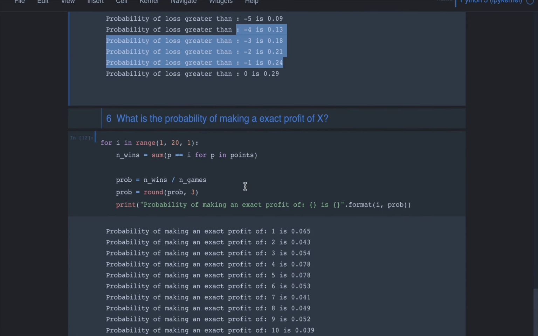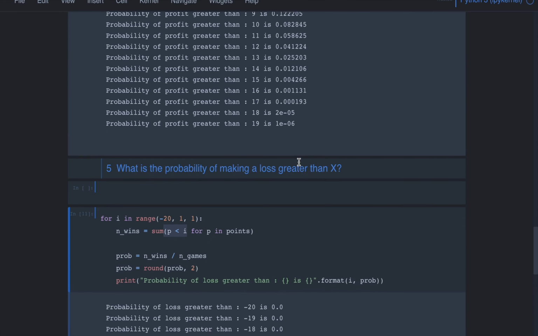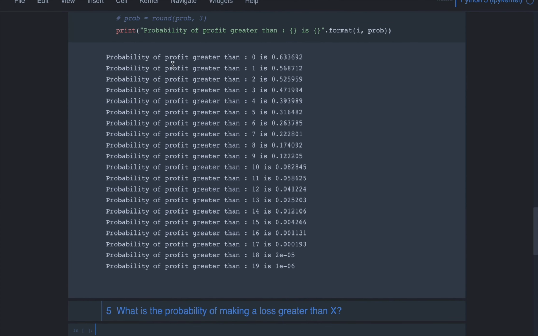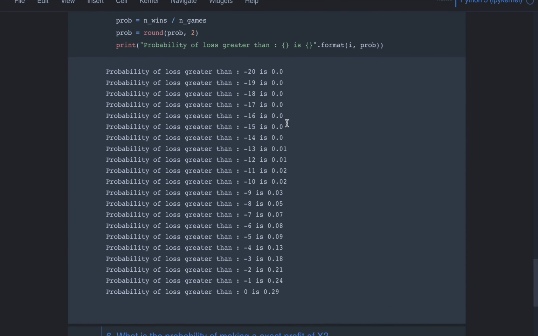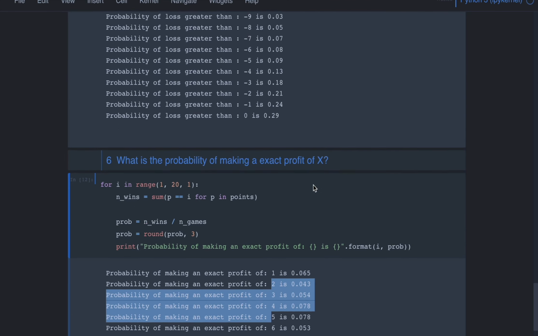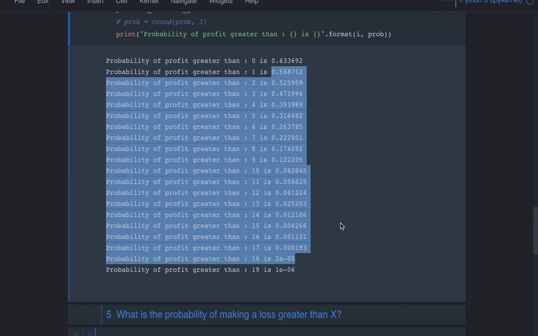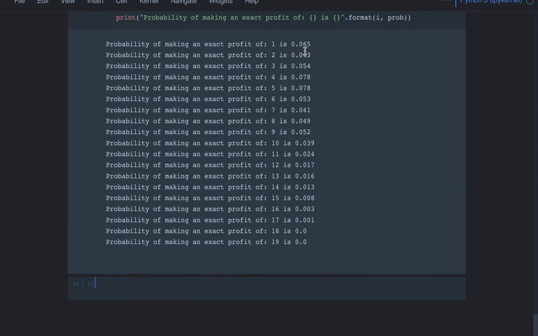And finally, we can ask the probability of making some exact profit, right? So here we have asked the probability of making a profit greater than a specific value, whereas here we are asking the probability of making an exact profit of 1 point, 2 points, 3 points, etc. So obviously these values will be smaller, because when we ask this question, this probability includes all these values as well, whereas here it's the exact value. So that's how it goes.